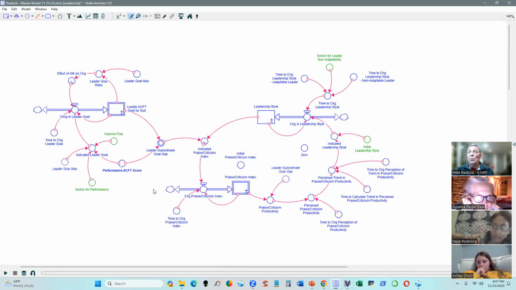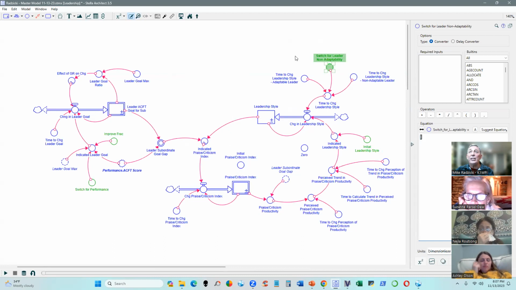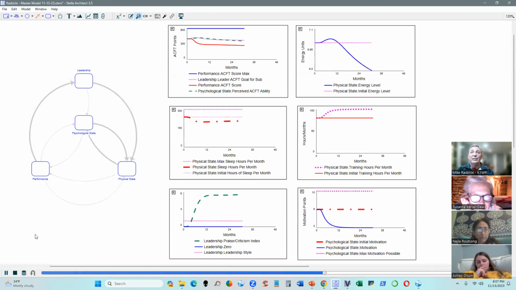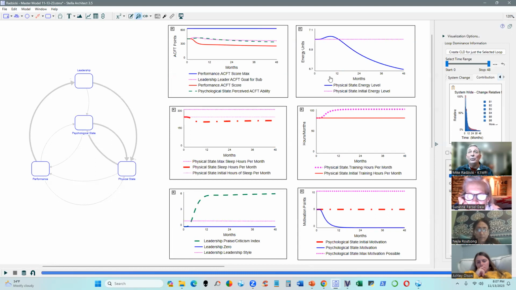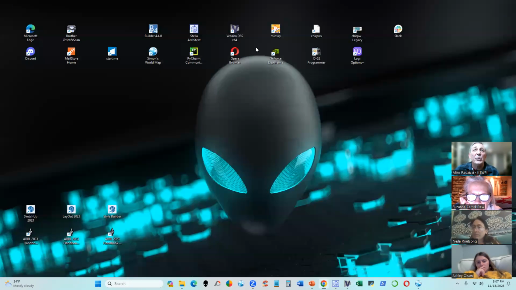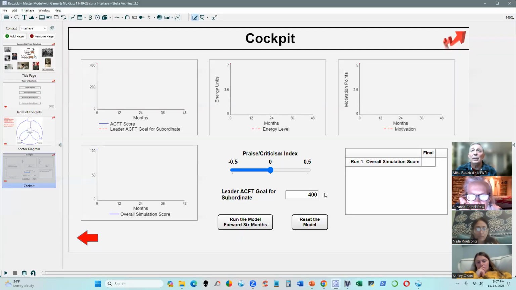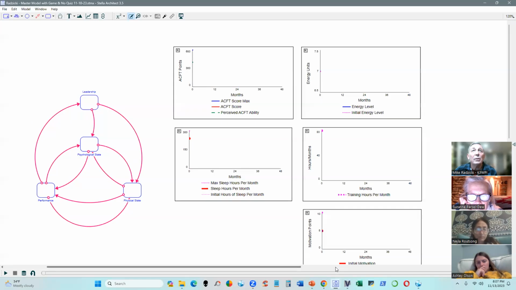So then we can go over here to the leadership thing, and we can say, let's turn on the shock. So now we're going to shock it out of equilibrium. And let's see, is this guy adaptive or not adaptive? Switch for leader. They're not adaptive. What happens now? So we're going to shock them out, and they're not an adaptive leader. Okay, so energy goes way down. What do we got here? Performance score is, oh, what happened there? Oh, did that thing close? Oh, it went away.